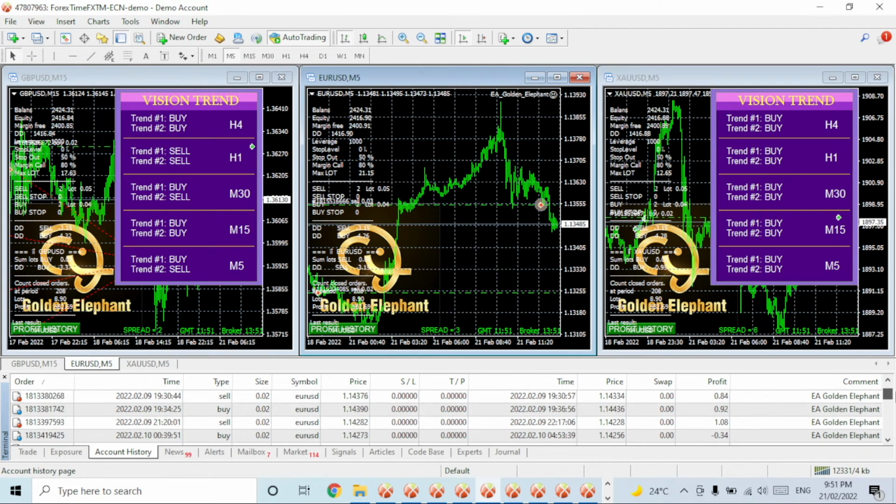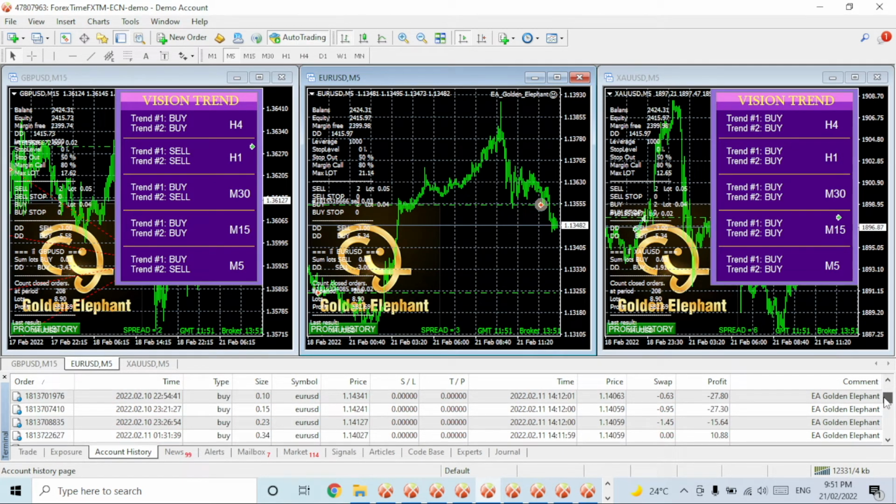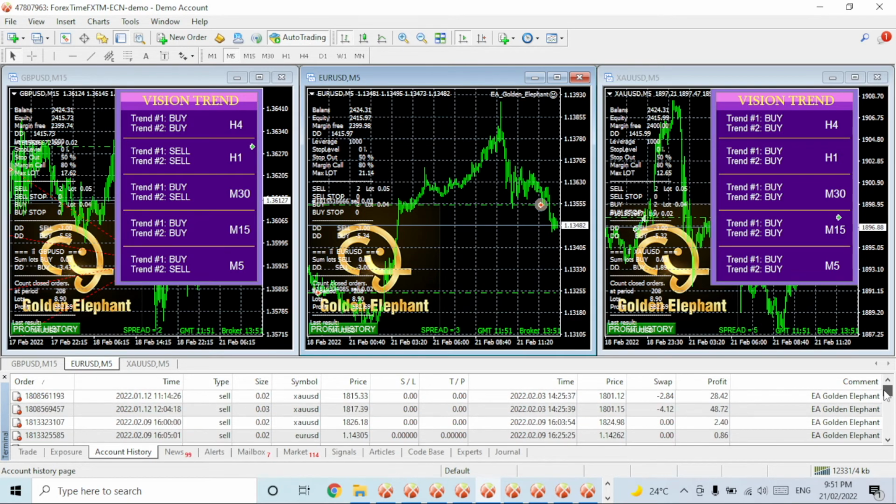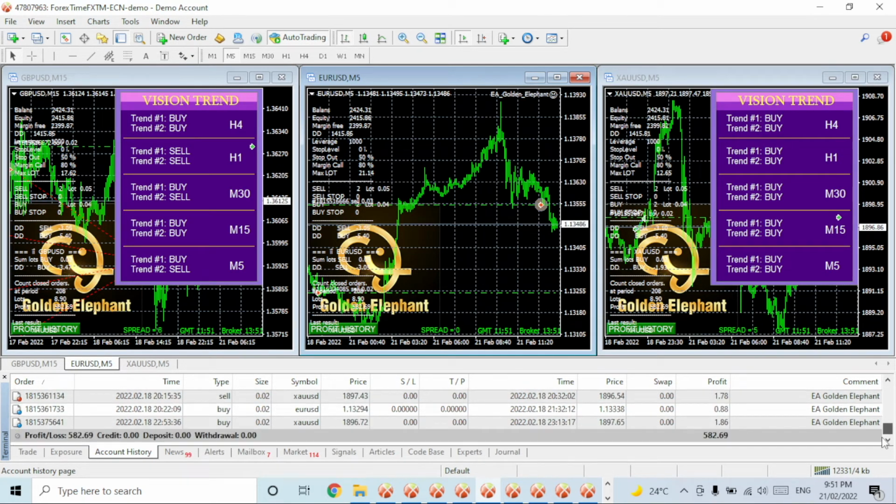So when did it start? The 12th of the 1st. Right, so it's not from the start of the month. It's going back to there, which is interesting when you use account history on MT4.